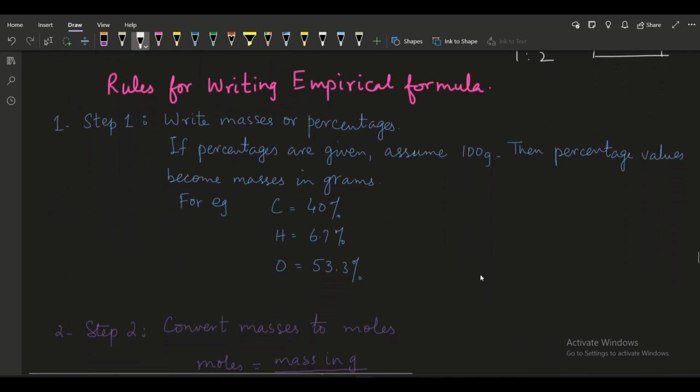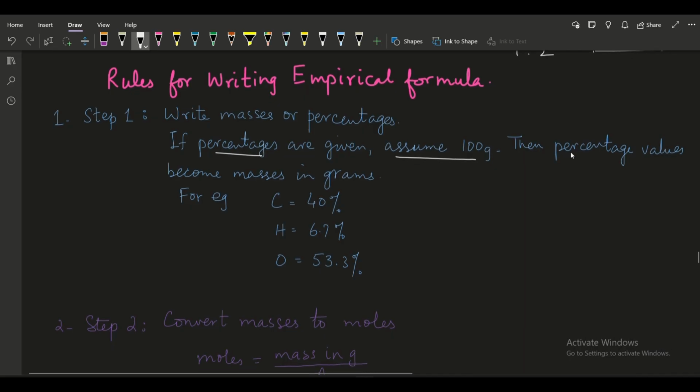Now let's see what are the rules for writing the empirical formula. Step 1 is that you have to write the masses or the percentages, whatever is given in the question. If you are given percentages, then you have to assume percentage as 100 gram. Percentage means out of 100. So assume it to be 100 gram, then the percentage values become masses in grams.